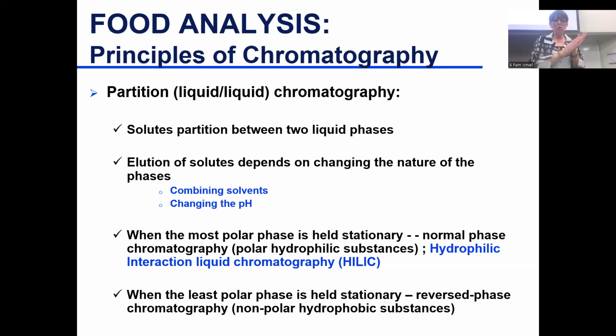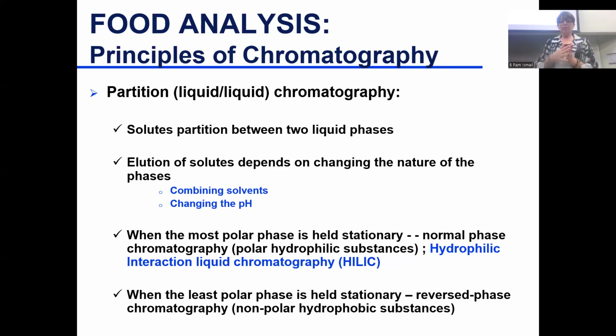So the elution of the solutes depends on changing the nature of the phases. That means we can increase the strength of the mobile phase either by changing the constitution of the solvents, percentages of solvent, or changing the pH. And we also can later on talk about other ways of changing the strength of the mobile phase.